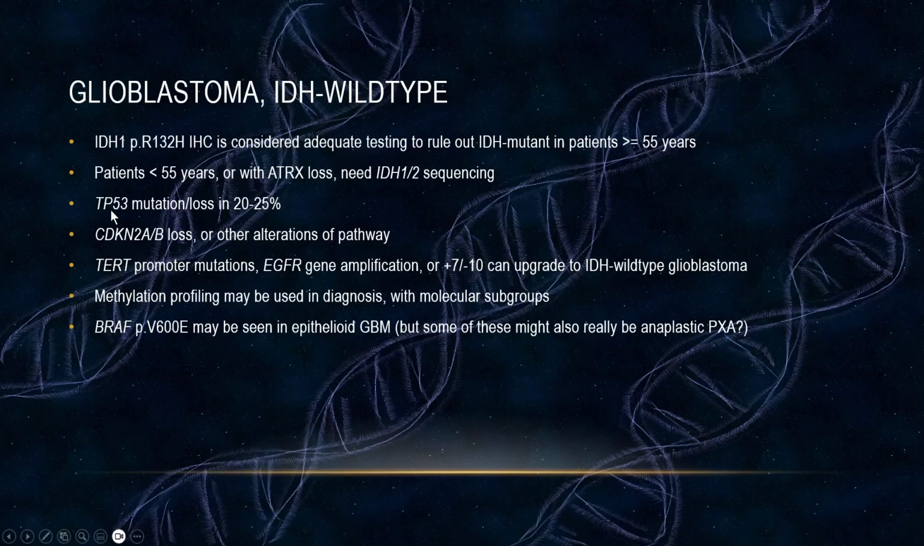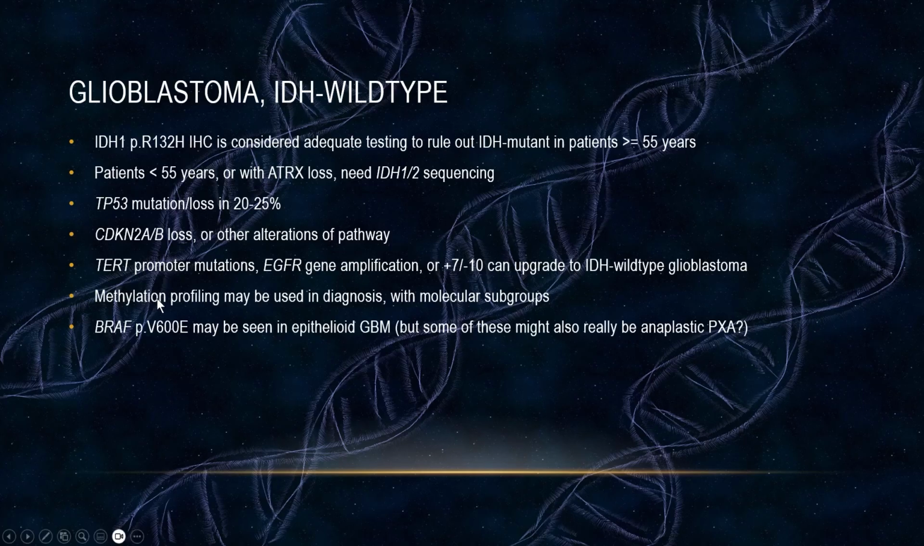These will still, like a lot of tumors, have TP53 mutation or loss, so that's not really specific for mutant or wild type. It'll also often have the CDKN2A or B loss, or some other alteration in that same pathway. And then here are three of the important ones. These can actually upgrade to IDH wild-type glioblastoma if you're thinking about other things: if you have TERT promoter mutations, EGFR gene amplification, or gain of chromosome 7 and loss of chromosome 10.